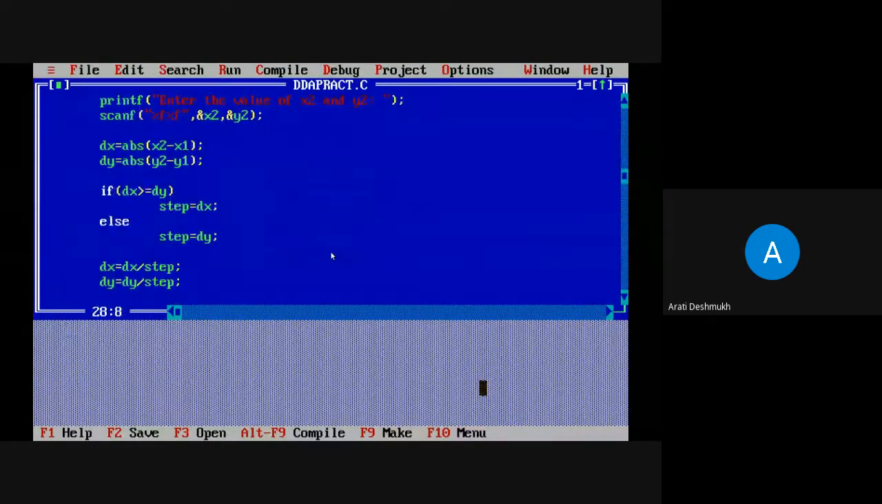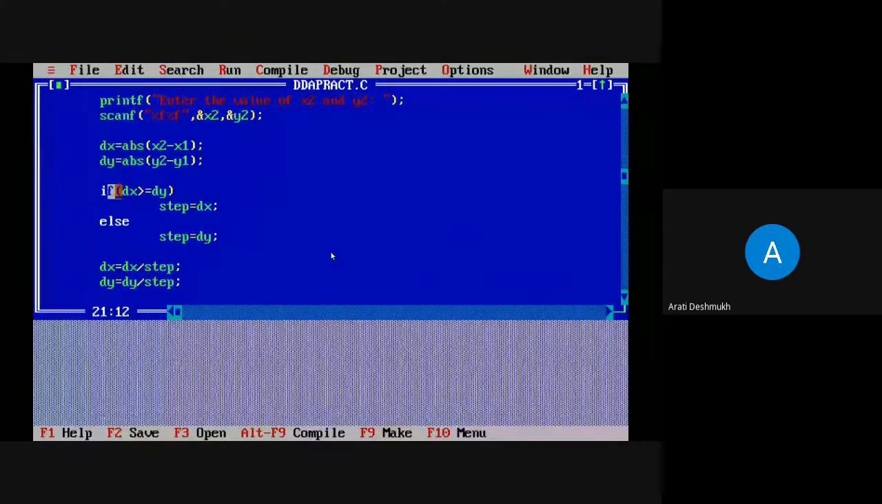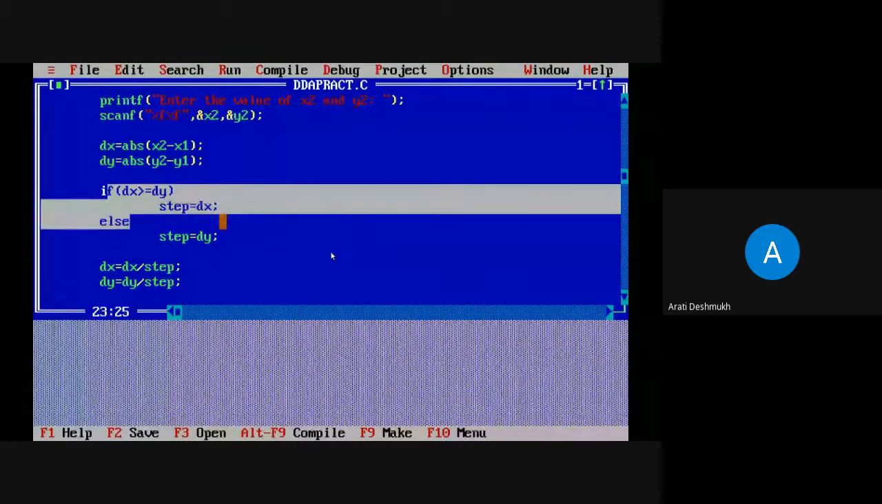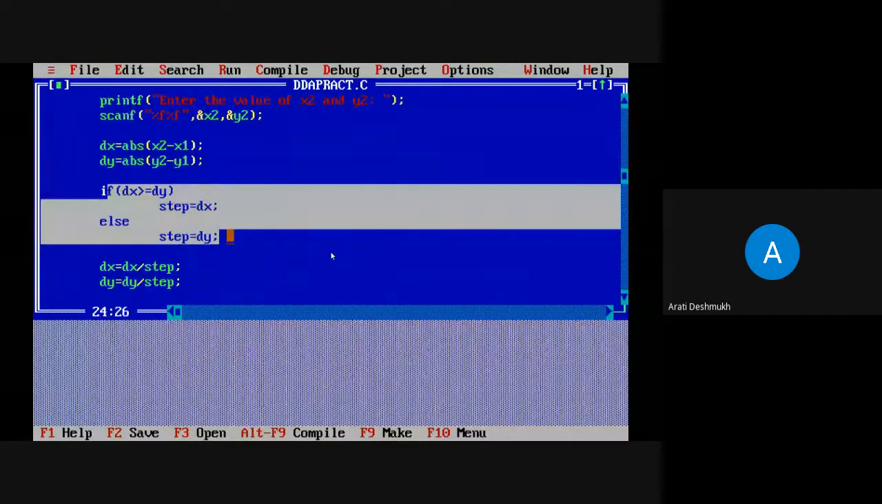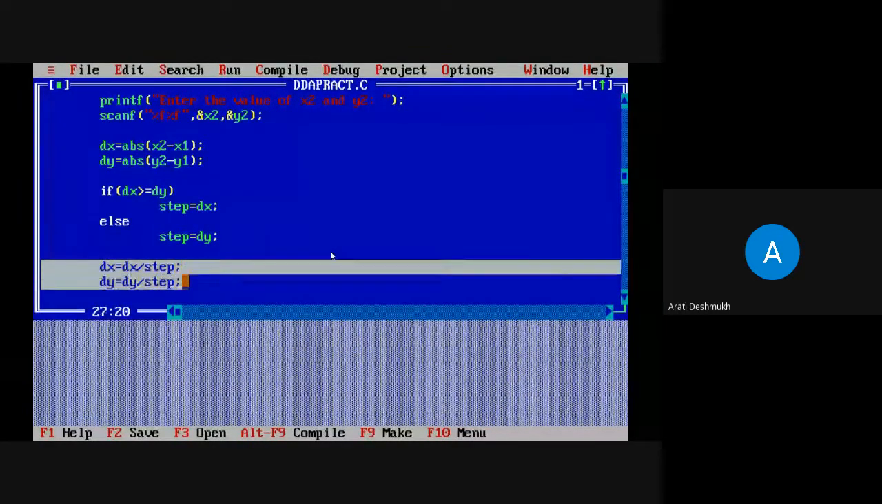Next step: dx is equal to the absolute value of x2 minus x1, and dy is equal to the absolute value of y2 minus y1. If dx is greater than or equal to dy, then step is equal to dx, else step is dy. Then dx is equal to dx upon step and dy is equal to dy upon step.